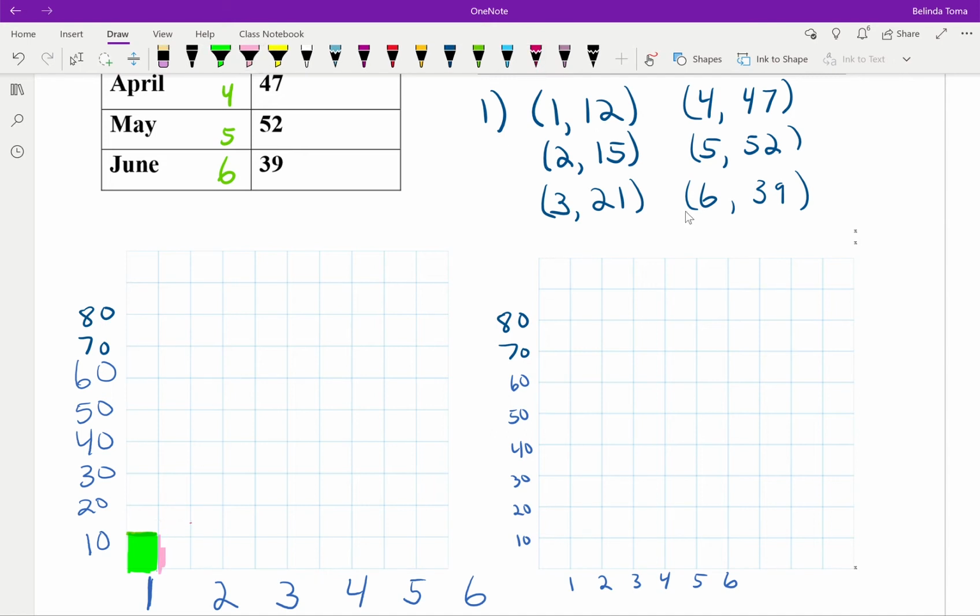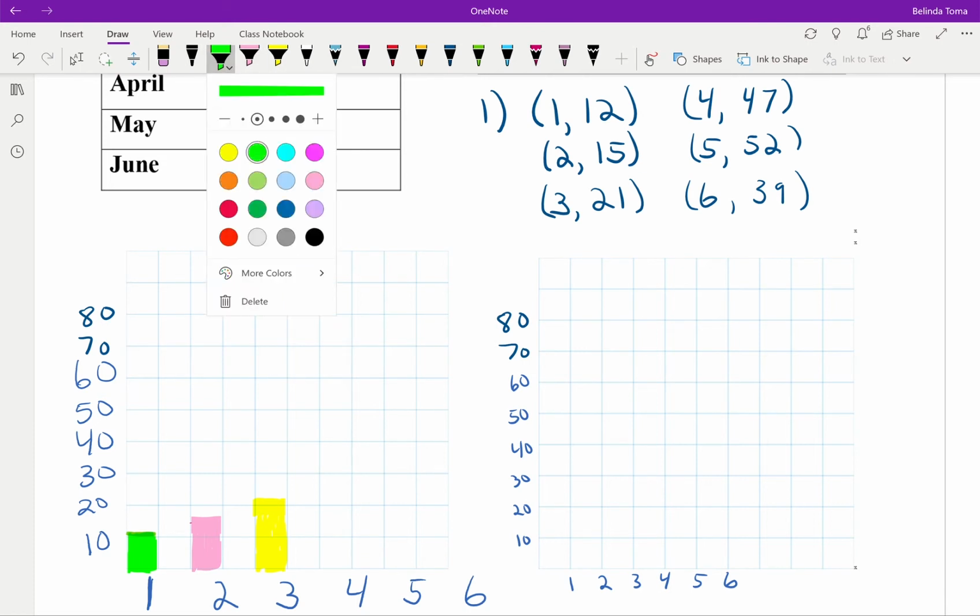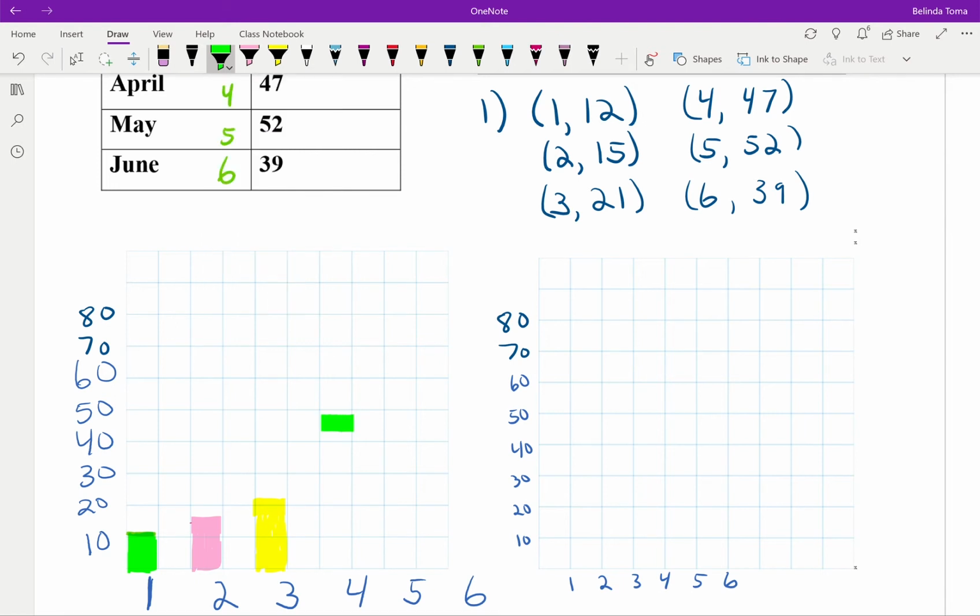Actually, in these, we leave a space in between each bar, so that's what I forgot to do. Then in the third month, we would go all the way up to 21, so that's going to be just a little bit higher than the 20. Then I'm going to alternate my colors. So I'll go back and use the green color, and in the fourth month we have 47, so again just a little bit below the 50.